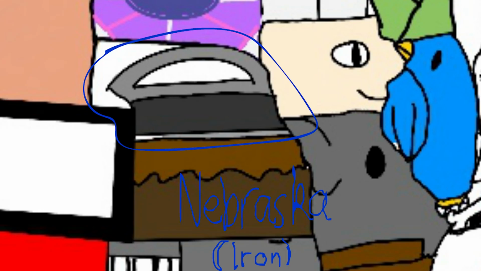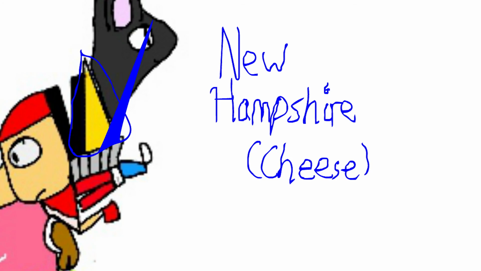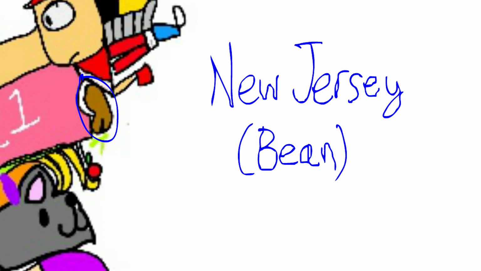Nebraska's an iron, because that's what it looks like. Nevada is a guillotine. I think that's how you say it. Well, guillotine, because it kind of looks like one. New Hampshire's a cheese, because that's all I could think of. New Jersey is a bean, because if you look at it right, it's like an upside down bean.